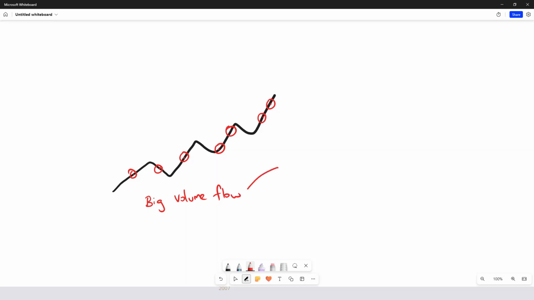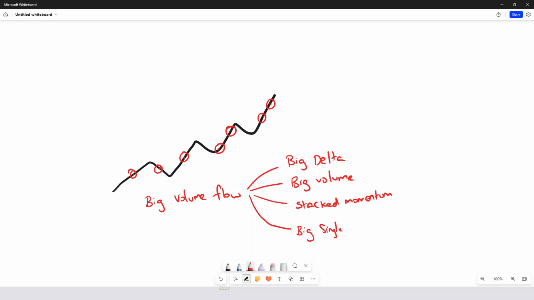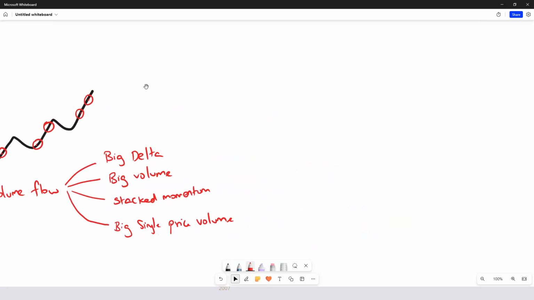Which is characterized by what? We'll be having a big delta. Big volume. Or we'll be seeing a stacked momentum. Or we'll be having something like a big single price volume. An example could be something like this. Maybe I'll try to give an example here.